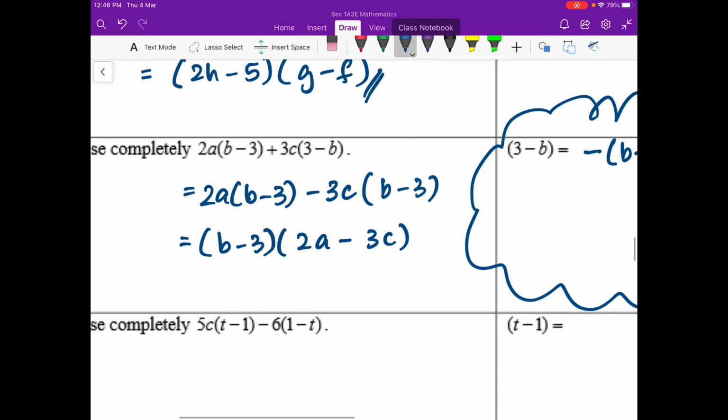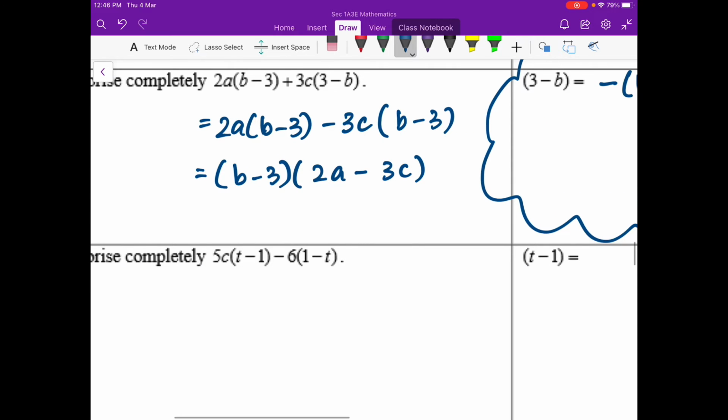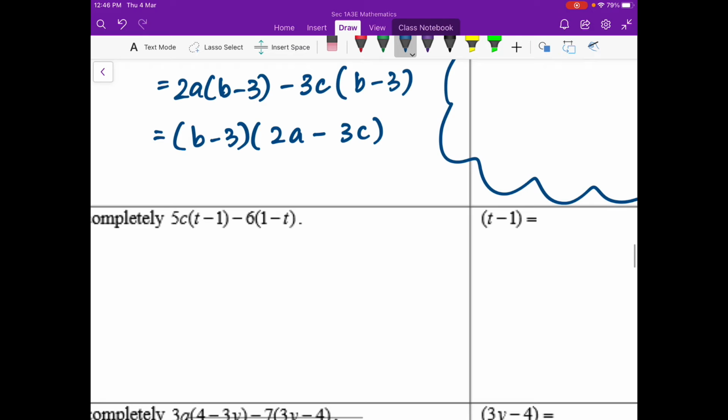Okay, so now your turn. Try part C yourself now. Do this first. t minus 1. What is it equal to? Then change it to, yes? That's minus. What is minus? Because 5c is minus 1 minus 6. So that means I change the minus to positive. Change the sign.